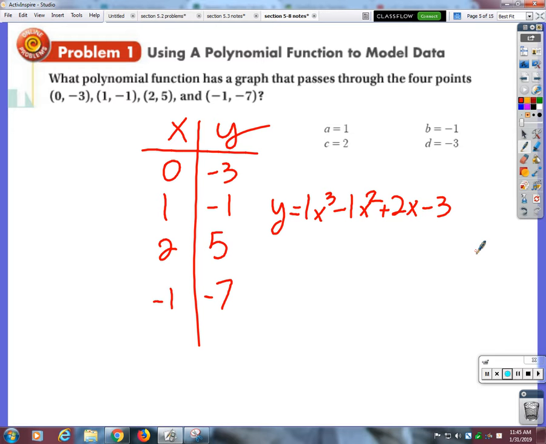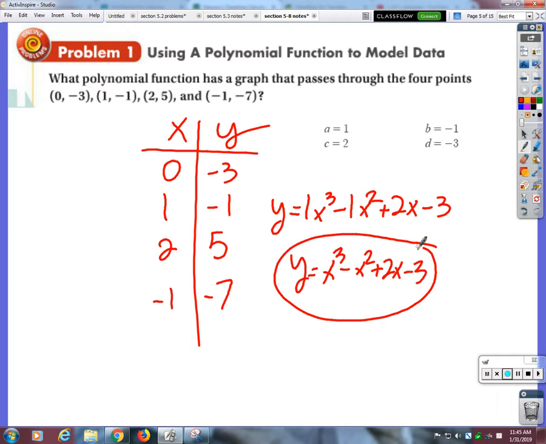Now, for those of you that are a little bit smarter than your average bear, you'll say, do I need to write the 1s there? Absolutely not. So you could just write y equals x cubed minus x squared plus 2x minus 3. I wrote the 1s here so you could see the connection to the numbers that the calculator gave us. So this is the answer, not A, B, C, and D. You have to write it out as a polynomial function.